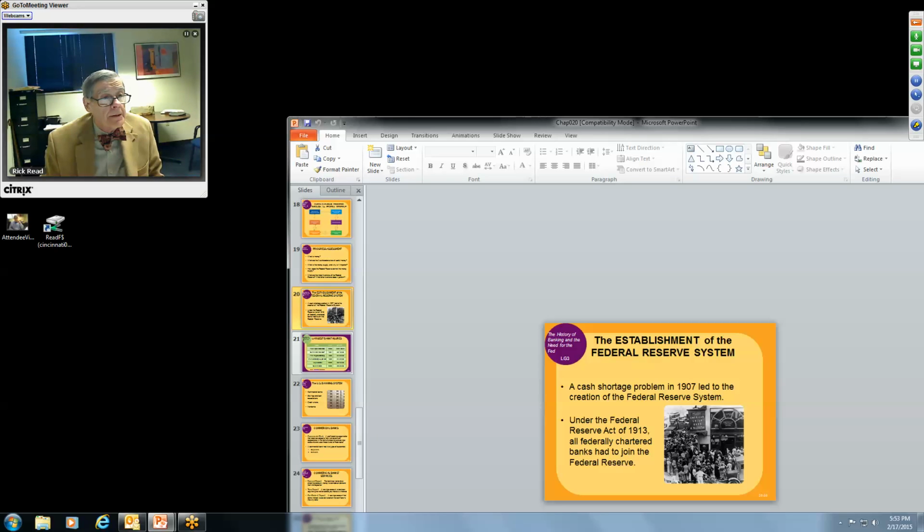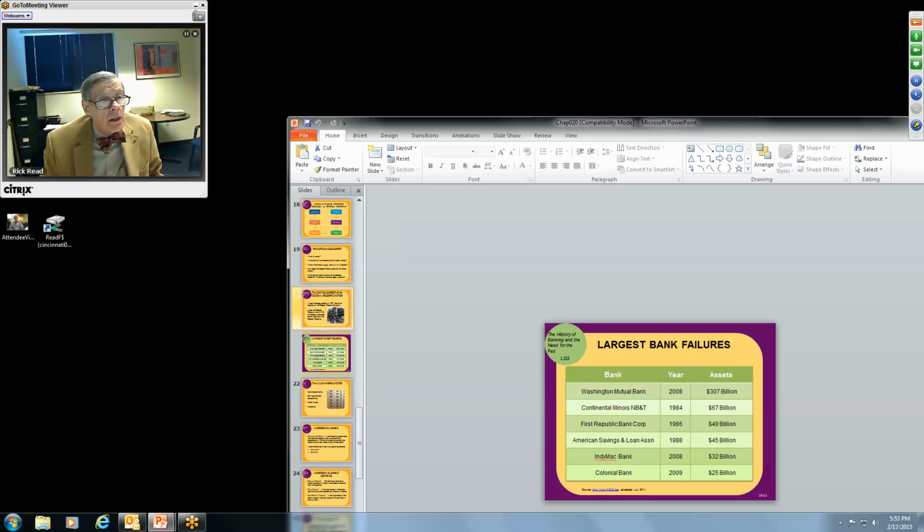This slide shows the largest bank failures that we've had in the United States. Three of them most recently: IndyMac Bank, $32 billion, 2008. Colonial Bank, 2009, $25 billion. And then the largest, Washington Mutual Bank, also in 2008, $307 billion.